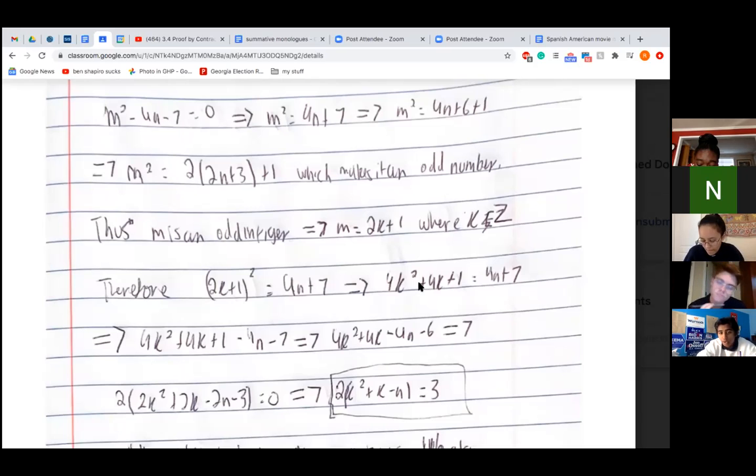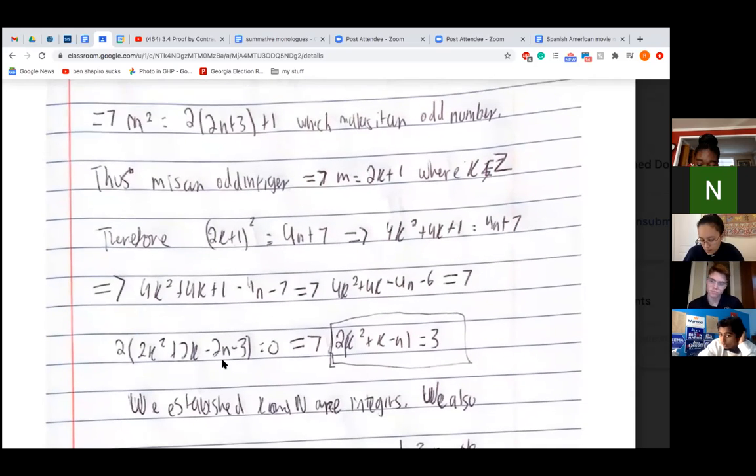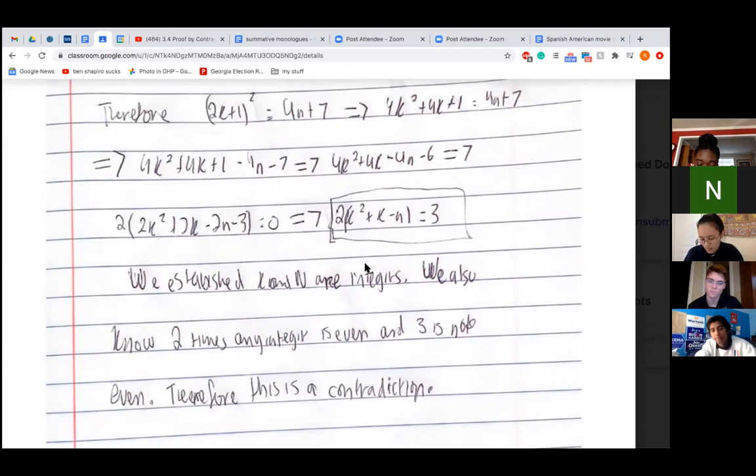And then I move that all over. After combining like terms, you get 4k squared plus 4k minus 4n minus 6. And then I factored out a 2 because you can do GCF in that. And then after that, you can move the 3 over. So this becomes 2 times (2k squared plus 2k minus 2n minus 3). And then I move the 3 over and factored out another 2.